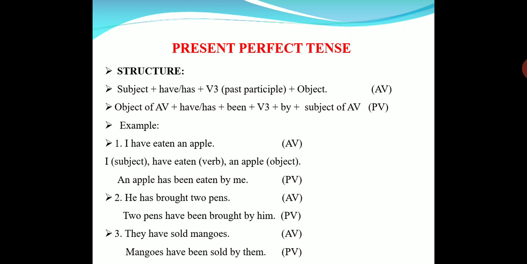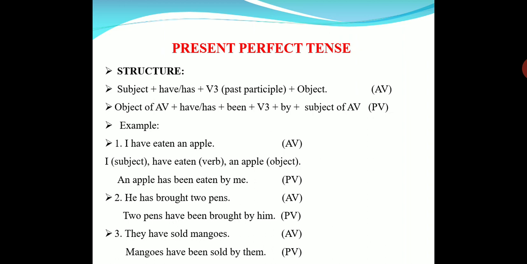Now, what is the next rule? Object becomes subject. Object is an apple, so an apple. An apple is singular, third person. So what do we use? Has. An apple has. And what is the be form we have to use for perfect tenses? Been. Next, the V3 form is already there, as in the active voice also. The same we will write: eaten. So we will add by, and I becomes me in the place of object. The total sentence is: an apple has been eaten by me.